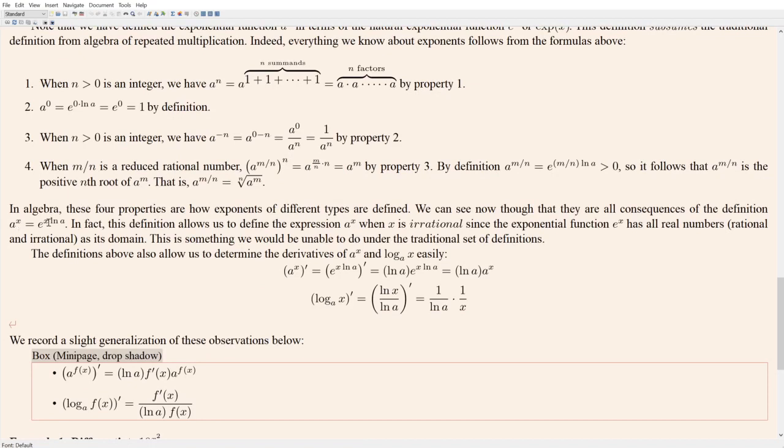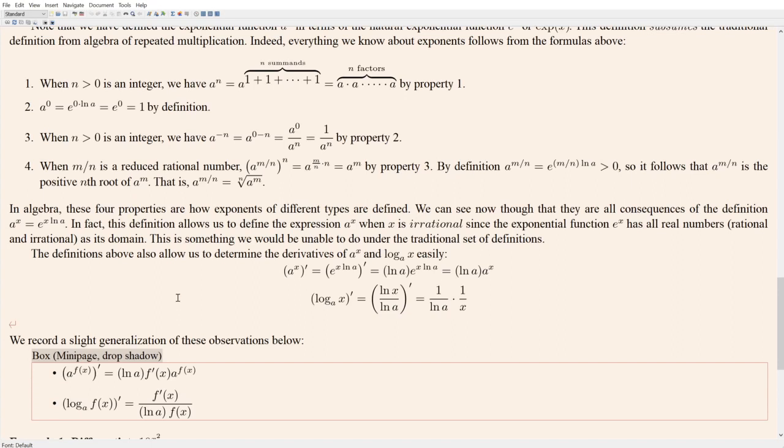since a to the x is e to the x log a, x can be any number we want. It doesn't matter if it's an integer or rational or irrational or what. We're basically just throwing it into a natural exponential function. And the natural exponential function doesn't care what it's being fed. It's perfectly well defined for any real number, even if the real number is irrational.